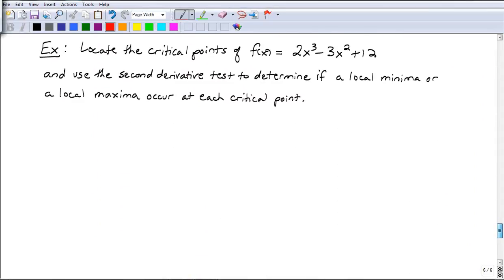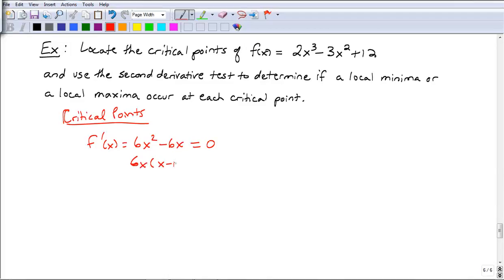It says locate all critical points, and then use the second derivative test to determine whether max or min. So to find critical points, that's where the first derivative is 0 or undefined. So I take the first derivative: 6x squared minus 6x. That's defined everywhere, so I set it equal to 0. I can factor out a 6x. I'm left with x minus 1. So I get that x is 0, or x is 1. Those are my critical points.